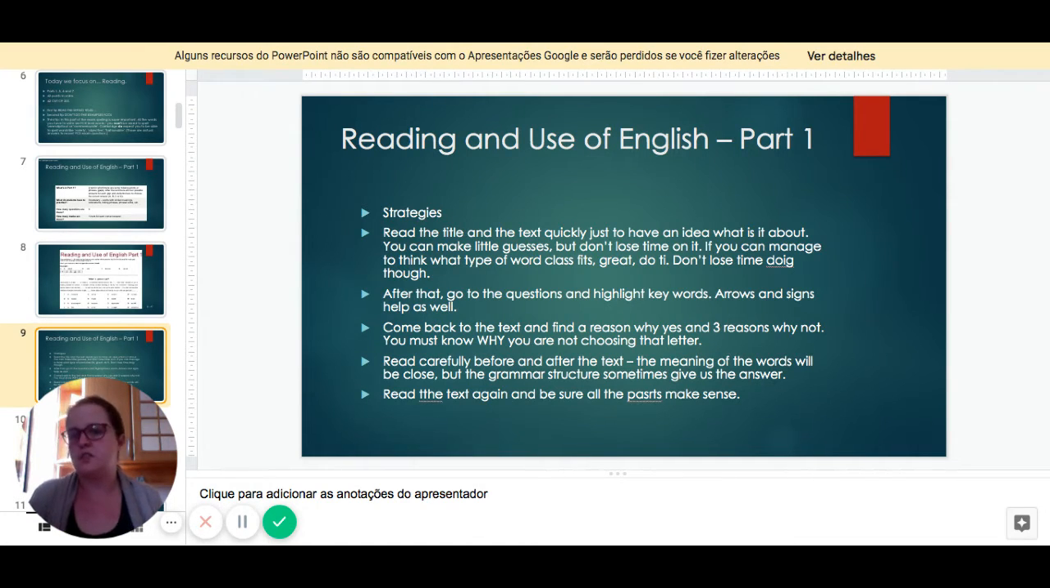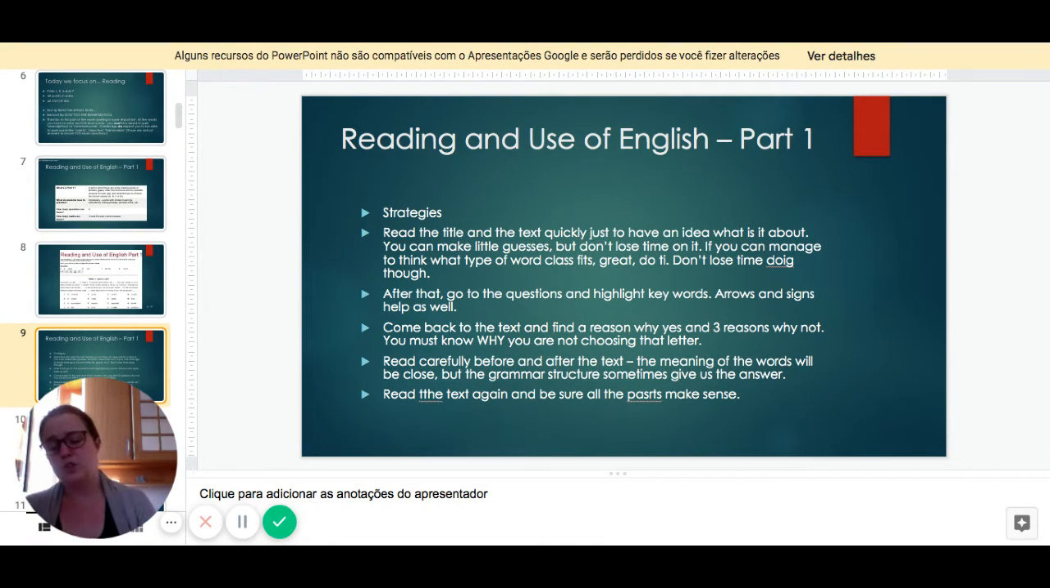It's an adjective, it's a verb, it's whatever. Okay, what word class it fits in. If you can't do that, it's too much. Don't waste time on that. Okay, the idea is just quick reading, just to have an idea.